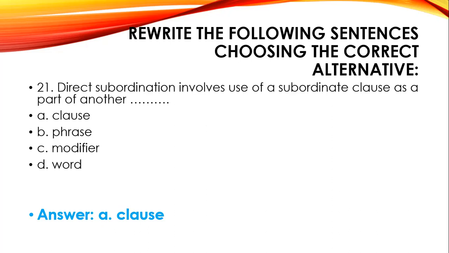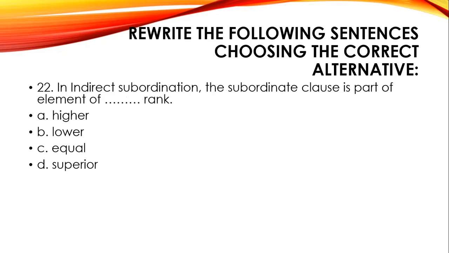Direct subordination involves use of a subordinate clause as a part of another dash dash. Option A, clause. Option B, phrase. Option C, modifier. Option D, word. And the correct answer is option A, clause. Direct subordination involves use of a subordinate clause as a part of another clause.